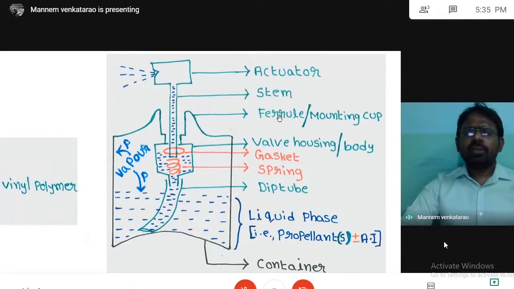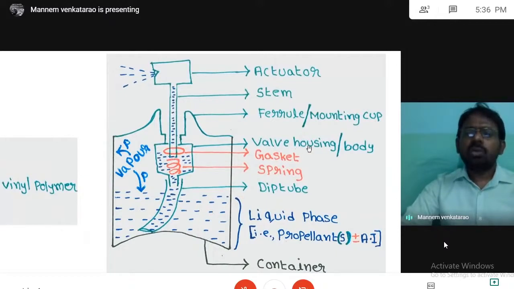What is the meaning of ferrule? It joins the outer components with the container. By seeing the shape, it is also named the mounting cup. By observing the function, ferrule. By seeing the structure, mounting cup. Next one is called the valve housing or valve body. Why is it called valve housing or valve body? Observe inside this chamber. Which component is in sleeping mode? That is the stem. Only the stem can be placed in this chamber. That's why it is a guest house for the stem, and it takes rest in this chamber.